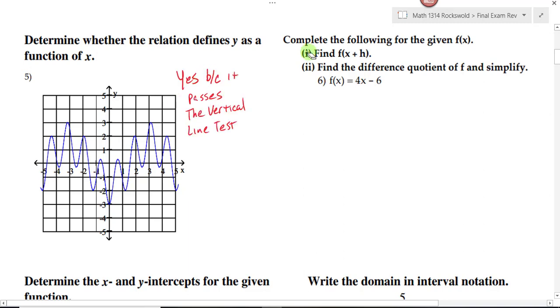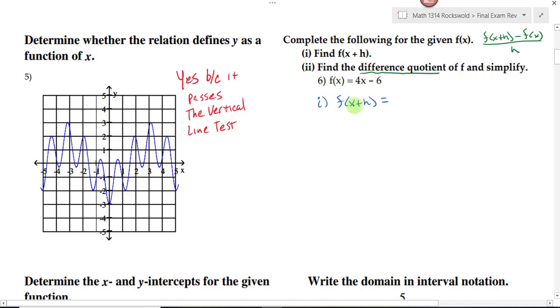On number 6, we have two parts to the question. We're asked to do the following for the given function. First, find f of x plus h, and then find the difference quotient of f and simplify. Do y'all remember what the difference quotient is? It's f of x plus h minus f of x all over h. Part 1 is to find f of x plus h for this function.